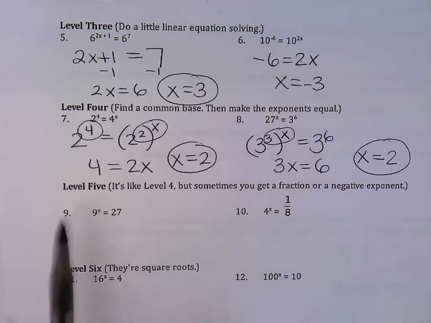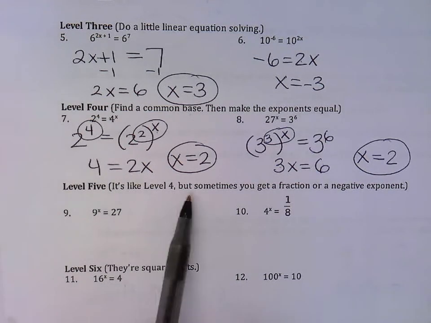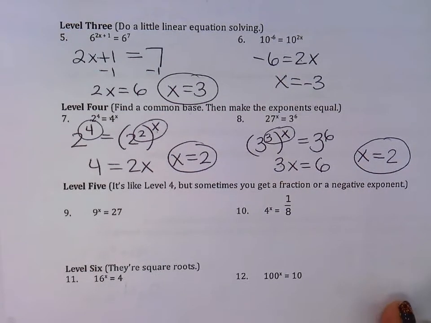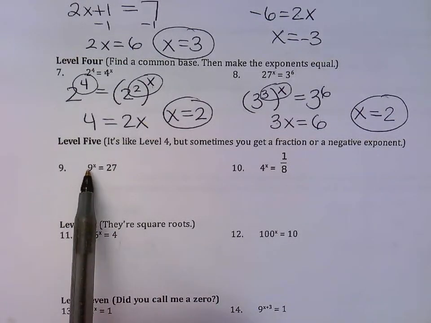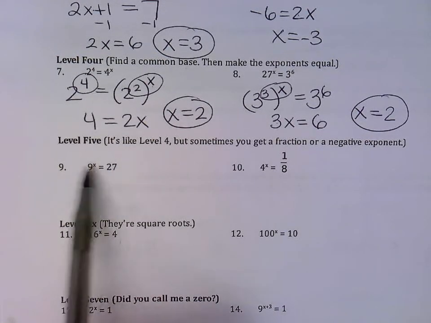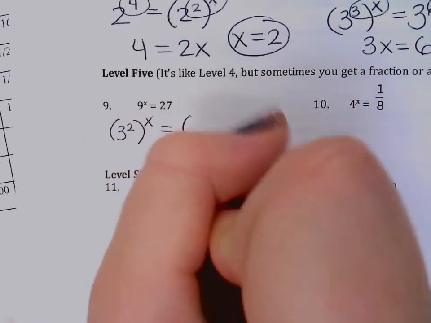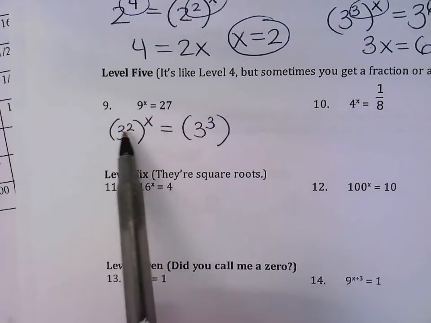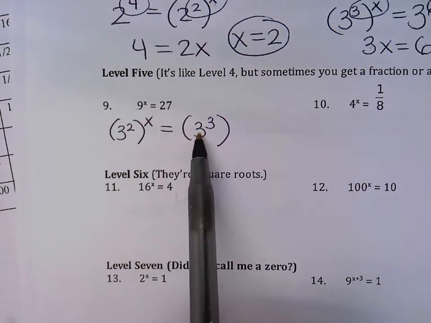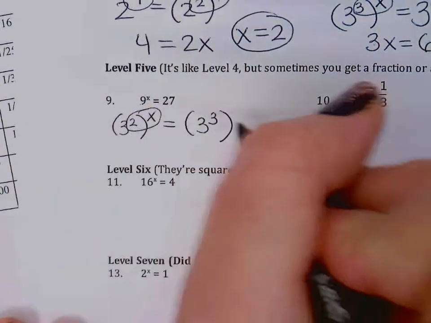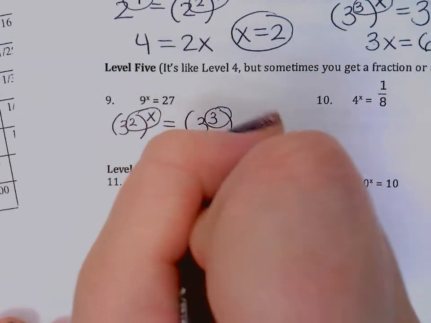And then the next level down, it says it's like level 4, but sometimes you get a fraction or a negative exponent as your answer. So that's not that big of a deal. 9 and 27, so they come from what power family? 3. So you're going to rewrite them both as a power of 3. So 9 is 3 squared, and 27 is 3 cubed. So I've got 3 squared to the x, and I've got 3 cubed on the other side. So I really am setting 2x equal to 3 and solving for x.